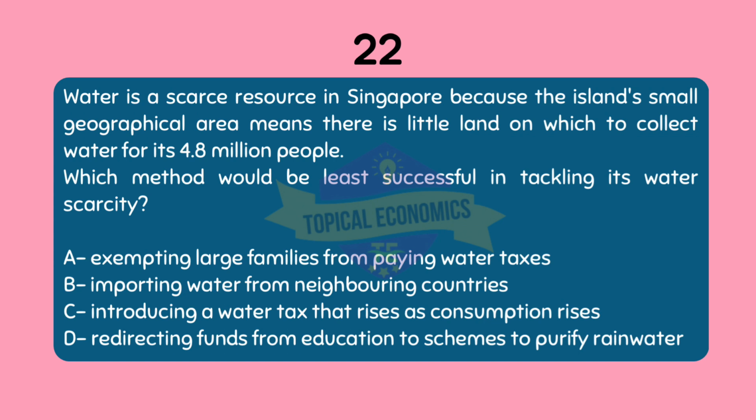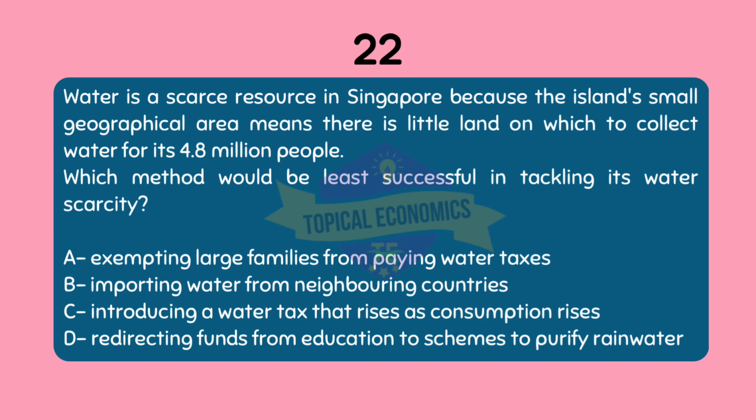Exempting large families from paying water taxes would likely be the least successful method in tackling water scarcity. This approach could lead to increased water consumption among those families, as they would have no financial incentive to conserve water, potentially exacerbating the scarcity problem. The other options provide more effective strategies.